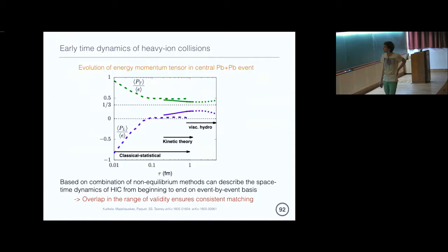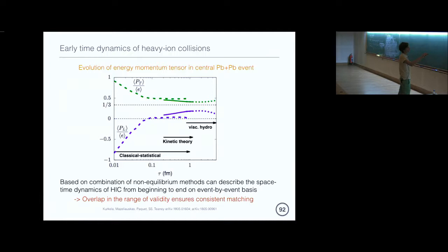It took us a really long time to develop all the technology. The plot shows the evolution of different components of the energy momentum tensor. This is the transverse pressure shown in green, and the longitudinal pressure shown in blue, during the very early stages of a heavy ion collision, and then of course also going to later times. This is a logarithmic time scale shown down here.